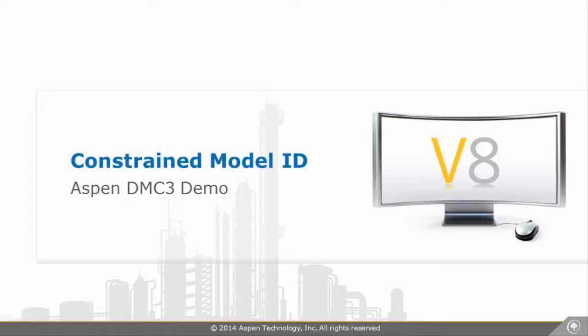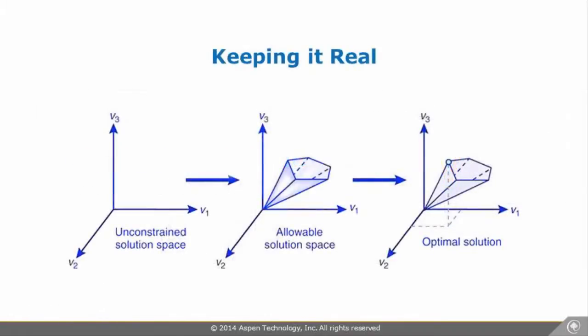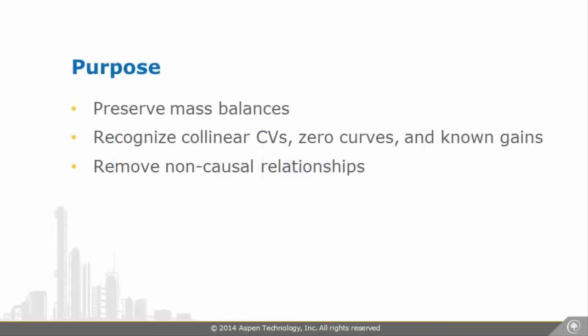In this video, APC Senior Product Designer Lucas Reyes will demonstrate the new Constrained Model ID feature in APC Builder V8.7. This is what we like to call keeping it real. It's now easier than ever to set the structure of APC models and to impose real-world constraints on the optimal solution space. There are several different reasons why you would want to use constraints in the identification.